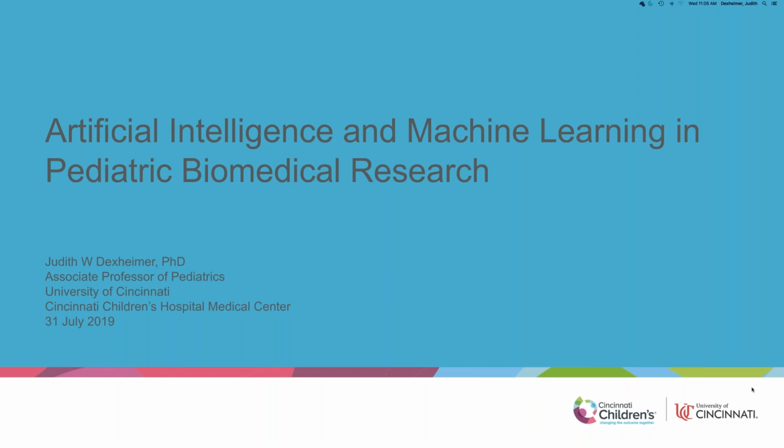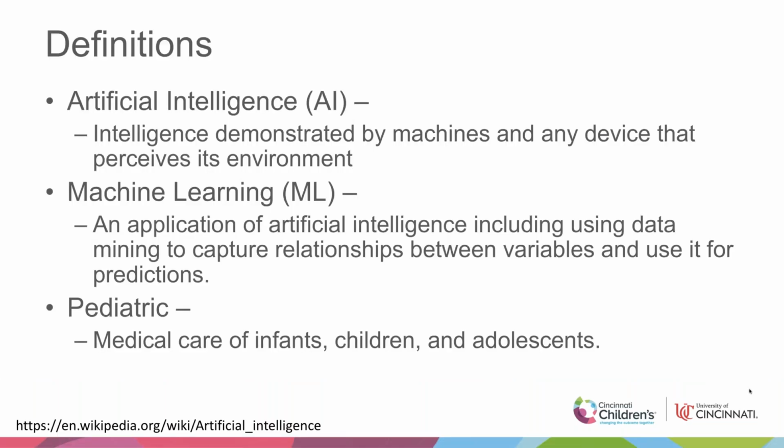So I want to start with basically some definitions. I'm going to start with the title, and I'm going to define all of the key terms in the title just to make sure we're all on the same page. So the first thing I want to define is artificial intelligence. So it's basically intelligence demonstrated by machines in any device that perceives its environment. Machine learning, which is an application of artificial intelligence, including data mining, to capture relationships between variables and use them to make predictions. And these are kind of the main technical terms that we'll go through.